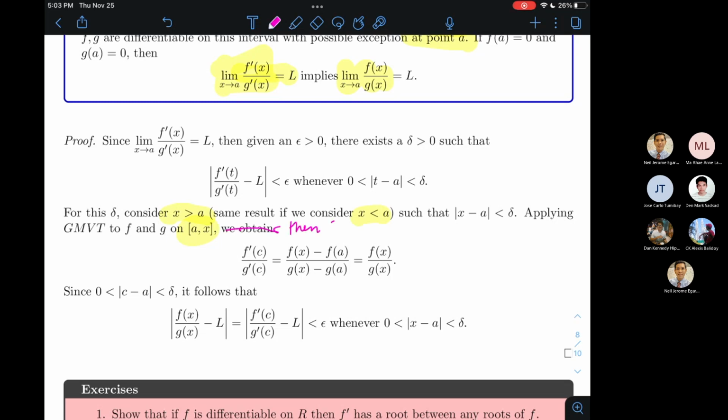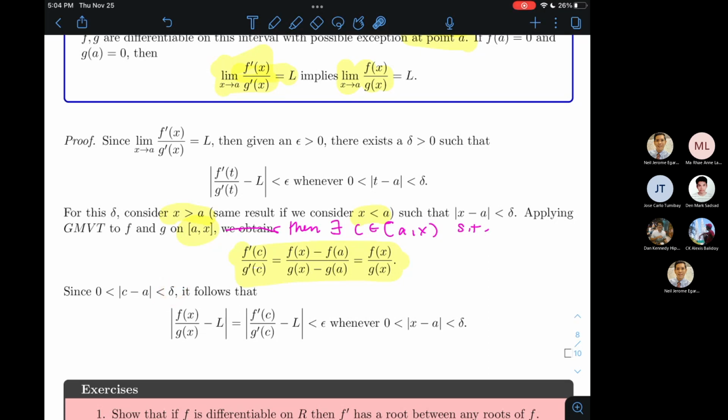then there exists a number c between a and x such that this is true. Ito yung conclusion ng mean value theorem. Okay? Now, since c is on the open interval ax, and we said that the length of the interval a comma x is less than delta, all right, then the absolute value of c minus a is still within delta.